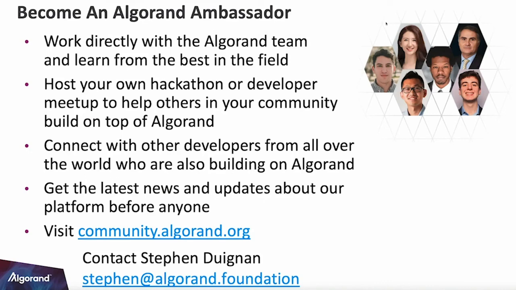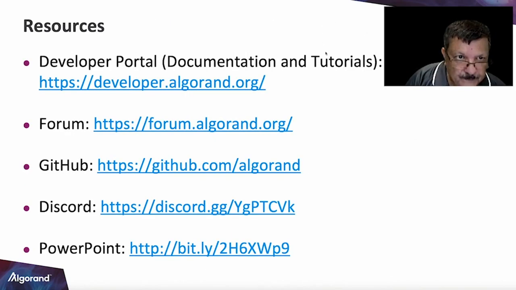Speaking of the Algorand ambassadors, you can become one of these. We now have over 500 Algorand ambassadors. These are like our most valuable professionals, or MVPs. You can contact Stephen at Algorand.Foundation for more information.